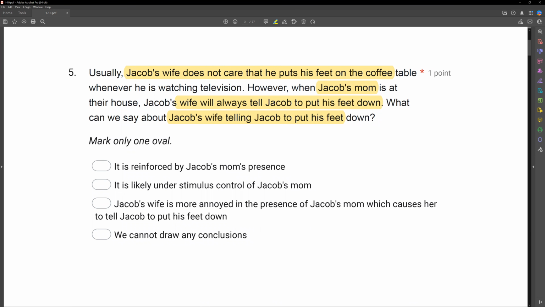Well, we don't know that, right? It could be reinforced by Jacob moving his feet. It could be reinforced by escaping Jacob's mom's presence. We're not sure why it's maintained. We're wondering, why is it changing?